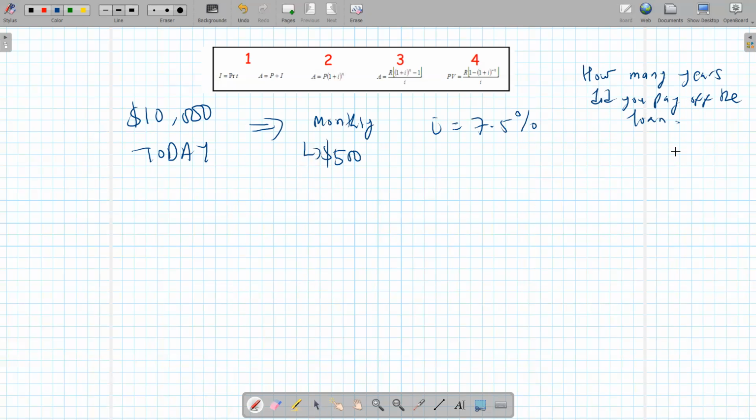So what kind of problem is this? You borrowed $10,000 today for a car, or you finance it. Monthly recurring payment is 500. The interest rate is 7.5% per year. After how many years did you pay off the loan? Is this present value? It is present value. So what do we know? The present value is 10,000. Yes. R is 500.